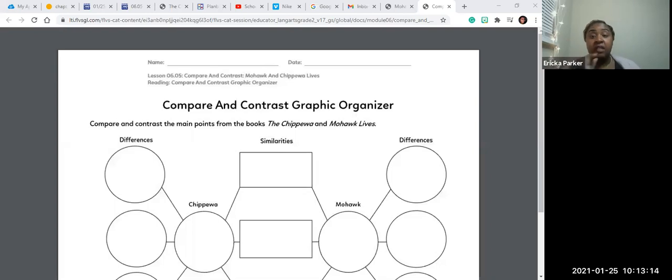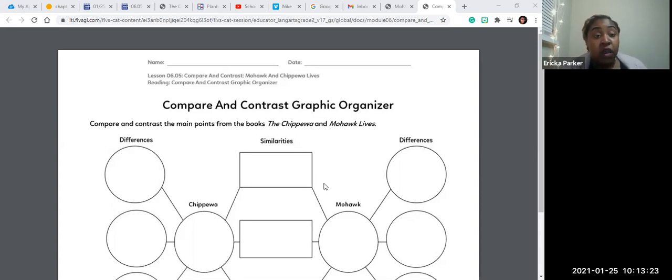Okay? So we have the Chippewa, and we also have the Mohawk lives passage that we will be looking at. Another thing that you will have to make sure that you have in your module 6 packet is this graphic organizer that actually goes with this lesson. So let me go ahead and pull up a couple of things, because I'm not going to spend too much time with you today focusing on this because you've got some work to do, my friends.